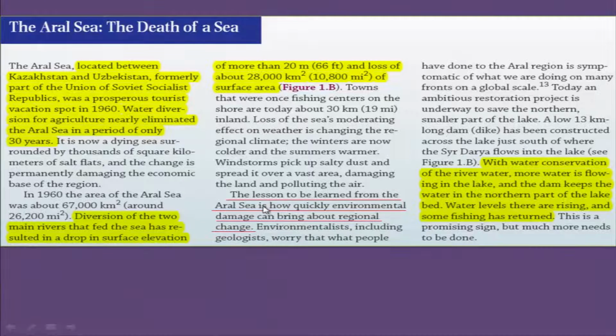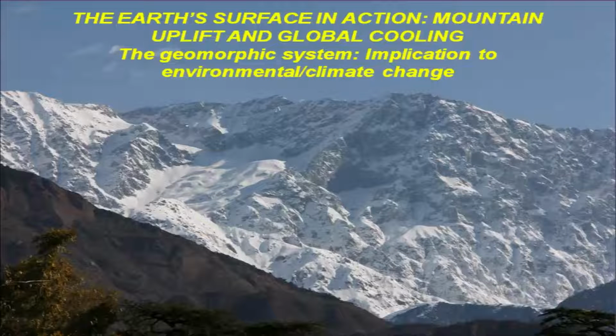The lesson to be learned, and this is important, from the Aral Sea is how quickly environmental damage can bring about regional change. Now, another example is the geomorphic system's implication for climate change: the Earth's surface in action, mountain uplift and global cooling. How is this connected? Let's see.